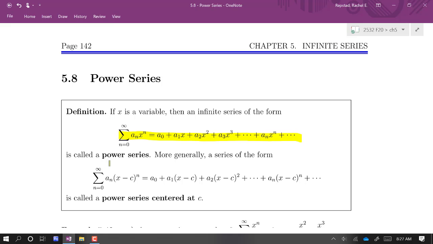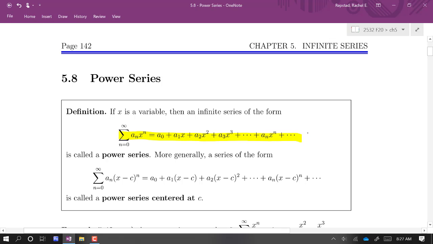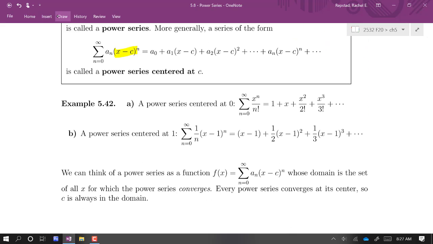Now, this is a power series that's centered at 0, at c equals 0. But we could center it anywhere, and in general, if I have a power series whose terms involve a power of x minus c instead of just x, we say that that is a power series centered at c. So here's a couple of examples.